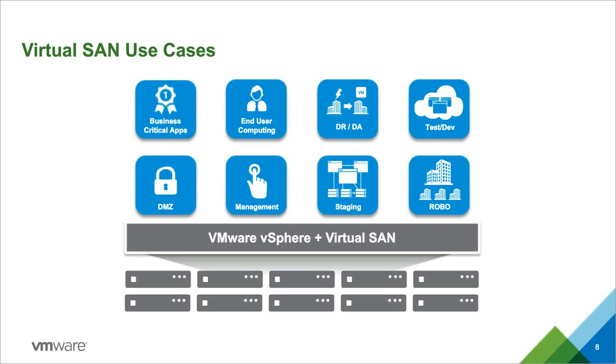For ROBO, we do support 2 node clusters for remote office branch offices. That's really exciting for cases like grocery stores and manufacturers where they want high availability at a branch site, but they don't want to use 3 or 4 hosts or invest in a storage array. From an adoption standpoint, we're seeing it across all industries. So it's exciting to see all the different use cases, and customers are finding new ones every day.